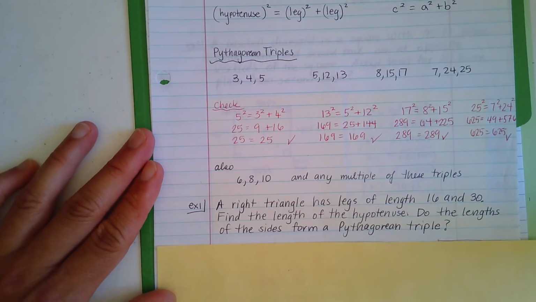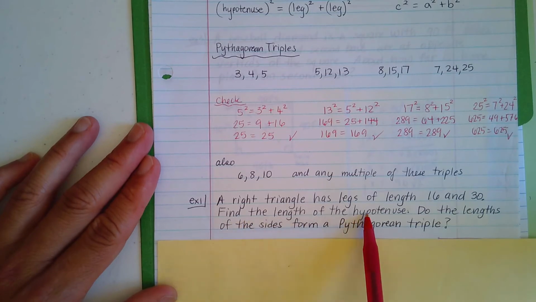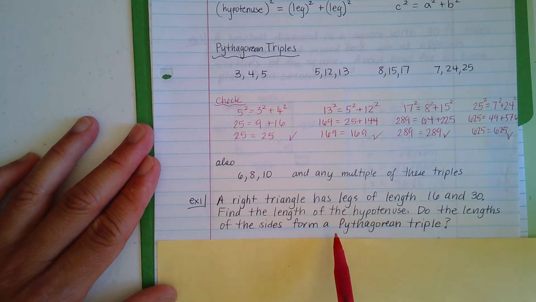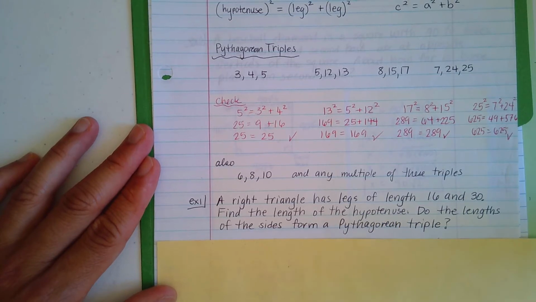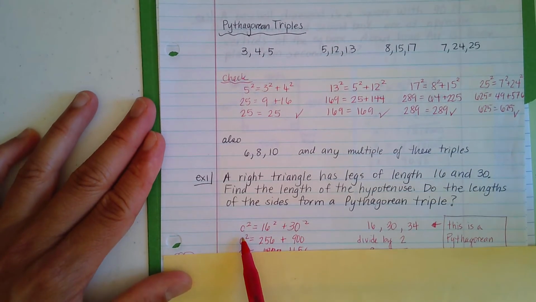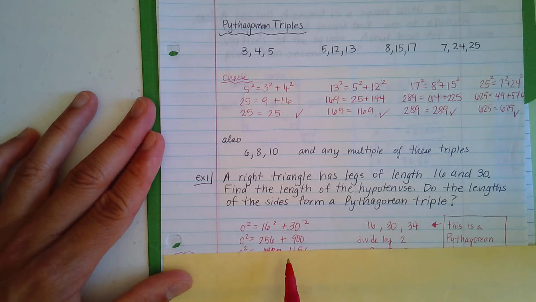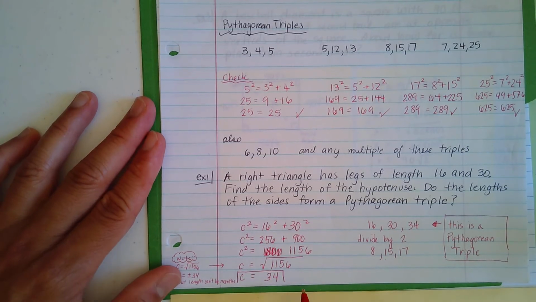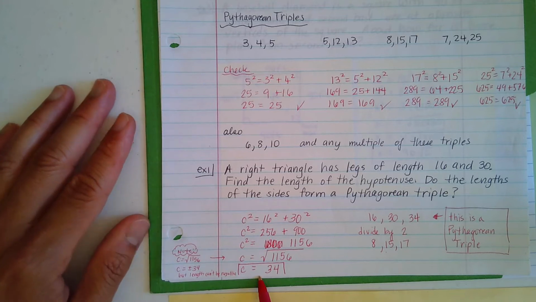Alright, it says here, example 1, a right triangle has legs of length 16 and 30. Find the length of the hypotenuse. Do the lengths of the sides form a Pythagorean triple? Well, these are the legs, so we're going to take 16 squared plus 30 squared equals c squared. So c is our hypotenuse, leg, leg. Simplify, we have c squared equals 1156. Take the square root of 1156. You will get plus or minus 34.